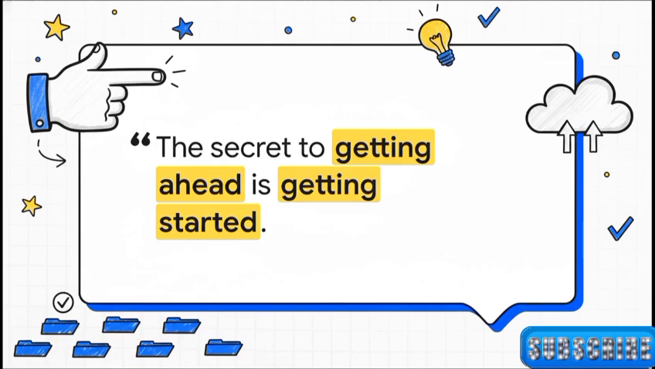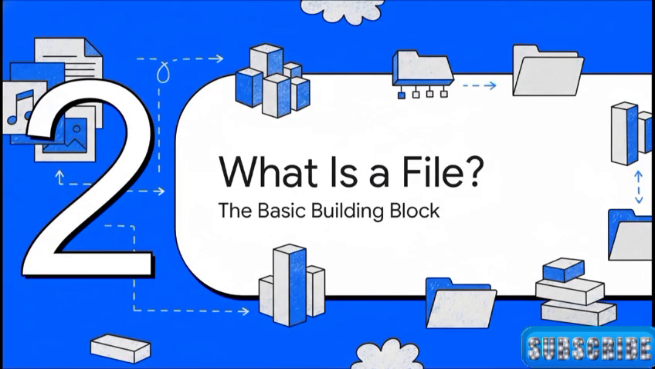But here is the good news. Like Mark Twain said, the real secret is just getting started. And I promise you, that first step is so much easier than you think. So let's take it together right now. To build our solution, we have to go back to square one. The absolute most basic building block of any organized system is the humble file.